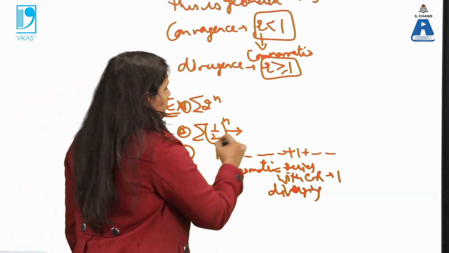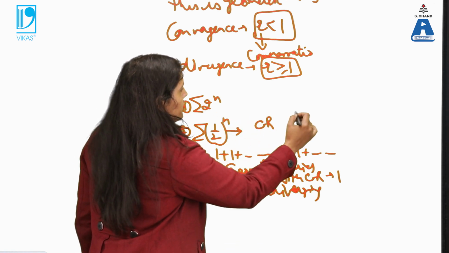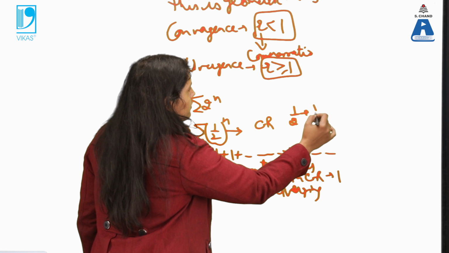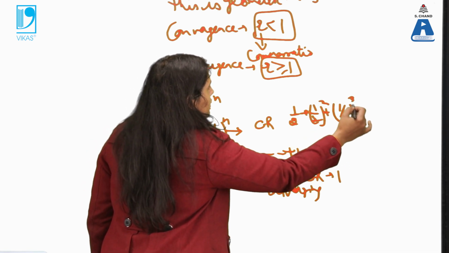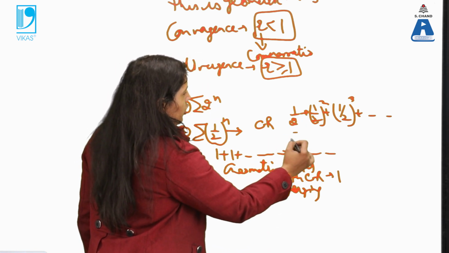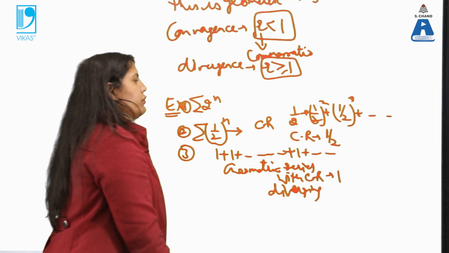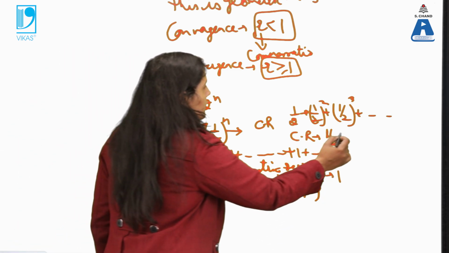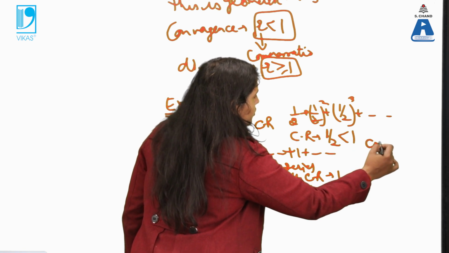Now for this series, what is the common ratio? This series is basically half plus half square plus half cube. This is the expansion of this series. So what is the common ratio? This is half, and half is less than 1. So by the result, this is converging.